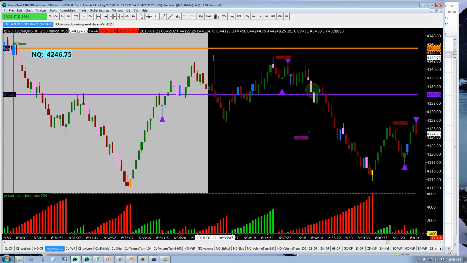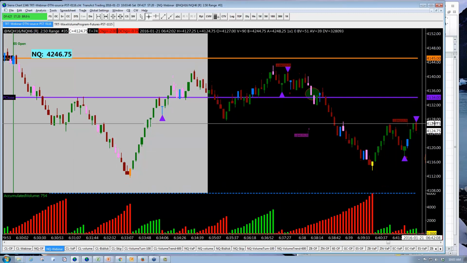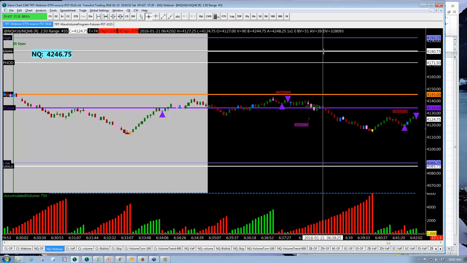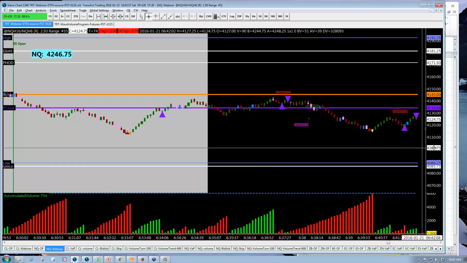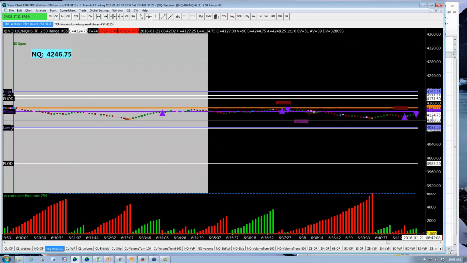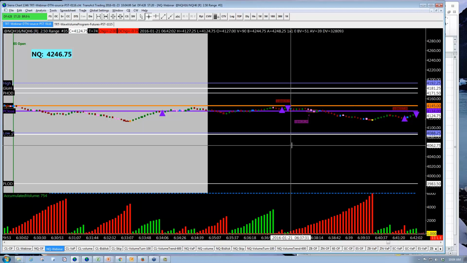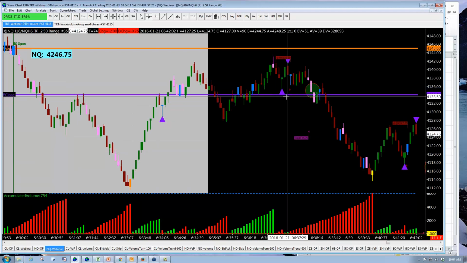You've got some horizontal lines here that represent the opening price, that's the orange line, and then the previous day's close. And then also yesterday's high, the overnight high, and the overnight low, and the previous day's low. The NASDAQ's been very, very volatile lately, so I've had to make some adjustments in what I'm doing. We can talk about that as well.